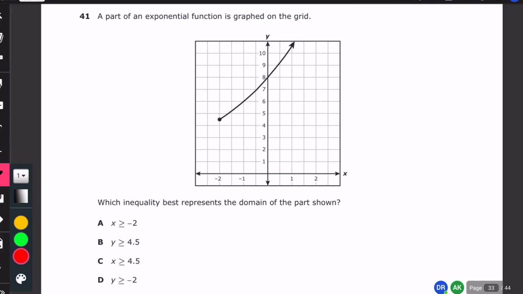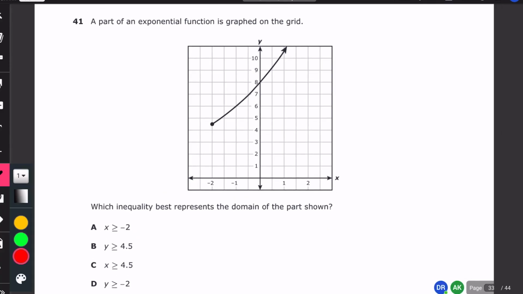Now 41. 41, a part of an exponential function is graphed on the grid. Which inequality best represents the domain of the part shown? So now here domain means, this is the point whichever is considered. This is 4.5. This is minus 2, minus 2 and 4.5, this point is over here. So now here you can take both of them, they are going to infinity.